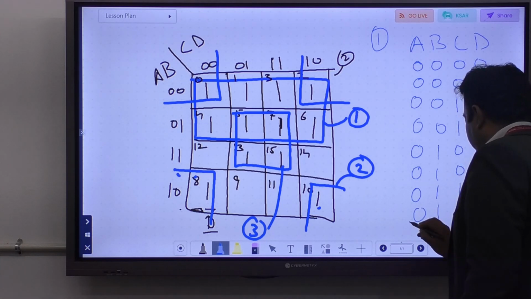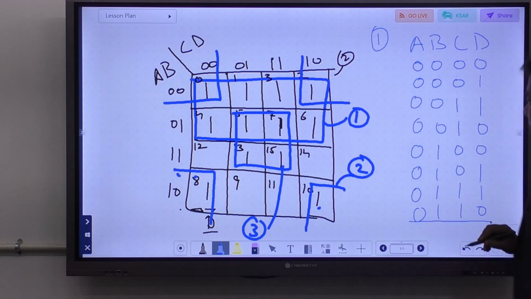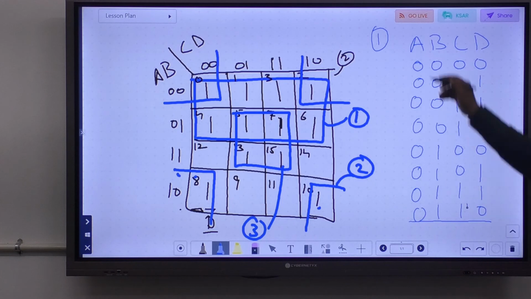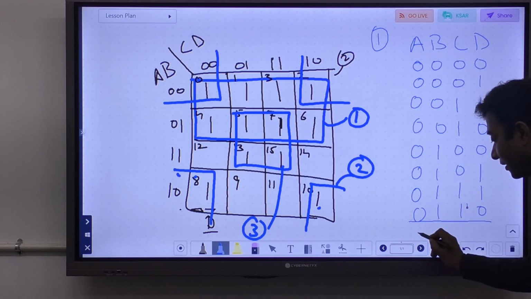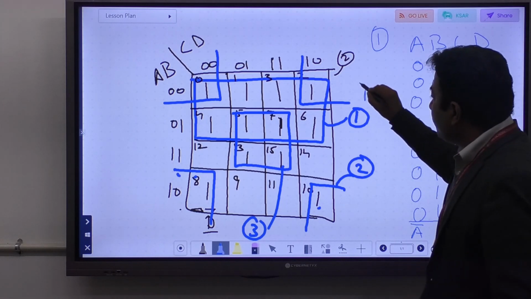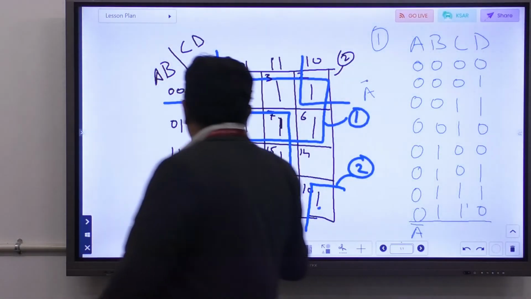So this is not consistent, this is not consistent. Consistency means it has all the ones or all the zeros. Again, this is not consistent, this is not consistent. The only consistent one is A, and all the values are 0. So we can write it as A bar. So the output from group 1 would be A bar.